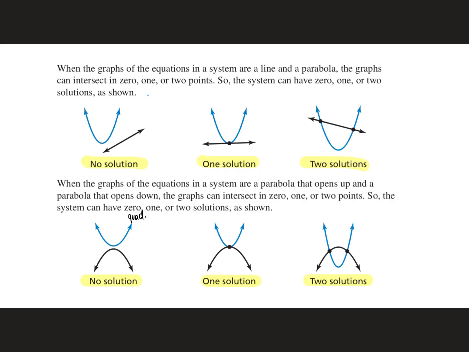This is what it looks like if you were to solve by graphing. If you have a parabola, remember an x squared type of graph looks like a parabola, and y equals mx plus b looks like a line. If they don't overlap, you have no solution. If they overlap in one spot, there's one solution, and if the two graphs overlap in two spots, there's two solutions. The same thing also works when you have two parabolas. You could have either no solutions, one solution, or two solutions.